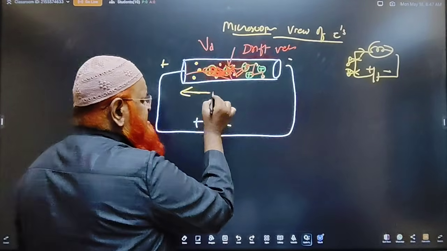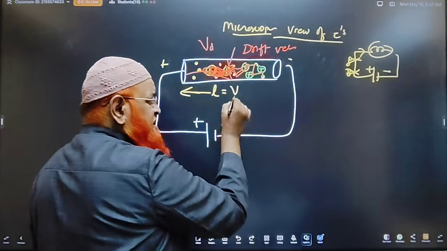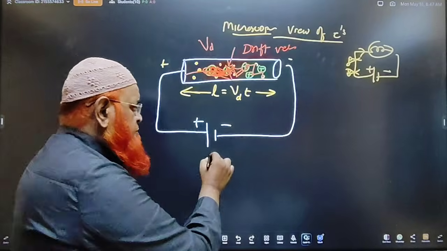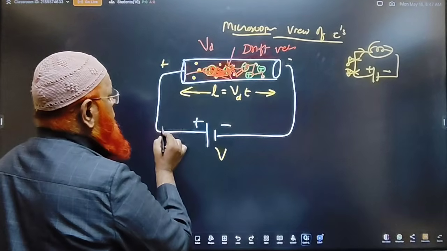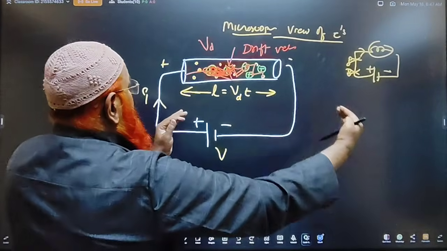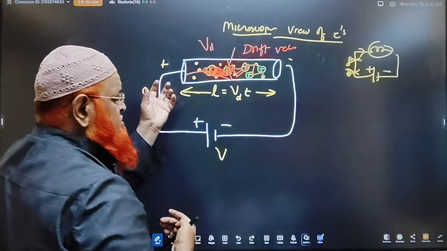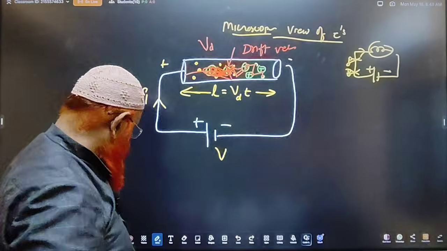Now let us imagine the length of a conductor is L, and length or displacement is nothing but velocity into time, and this is the potential connected. In which direction is the current flowing now? Always from positive to negative, but in which direction will the electron flow? In this direction, because electrons are negatively charged, which are attracted towards the positive terminal. That is the conventional direction of current we call it. Understood what I am saying now?